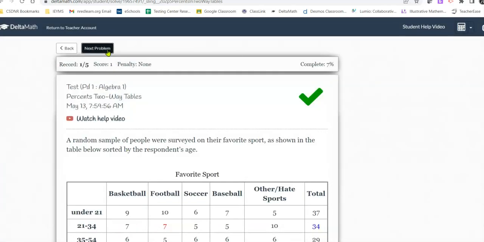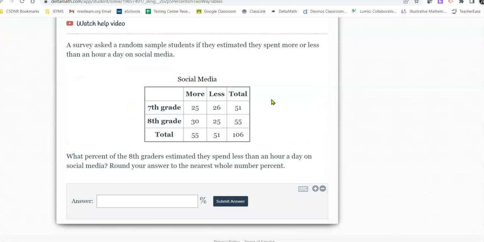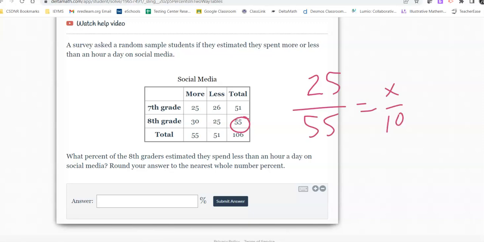And that's it. Again, make sure you're using the correct total values, depending on the question. So this one here says what percent of 8th graders, so that means we can only use this value. What percent of 8th graders estimated they spend less than an hour a day on social media? So that's 25 out of 55. And that is how we are reading this two-way table.